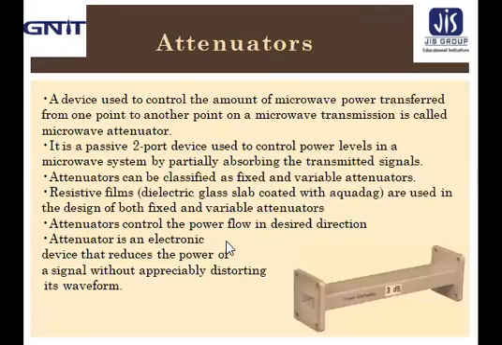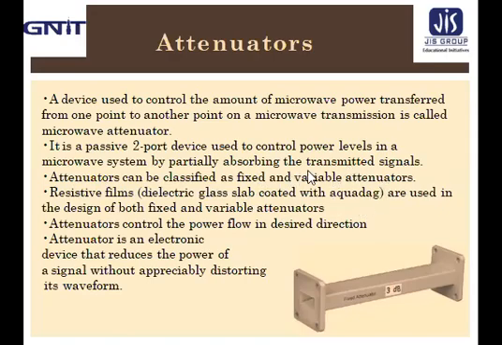What is an attenuator? Attenuator is a device which is used to control the amount of microwave power transferred from one point to another point on a microwave transmission line, and is called a microwave attenuator. It is a passive two-port device which is used to control power levels in a microwave system by partially absorbing the transmitted signals. Also, these attenuators can be classified as fixed and variable attenuators.